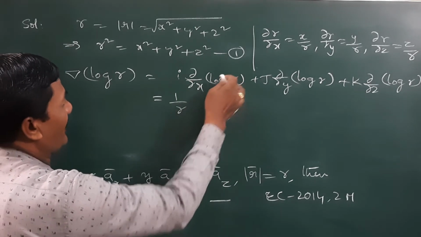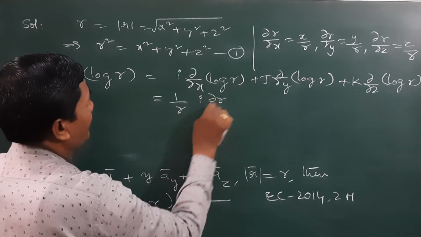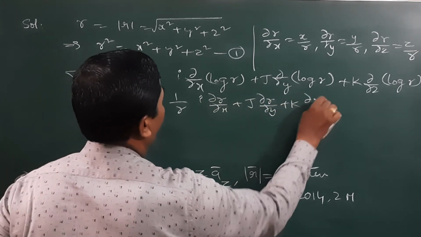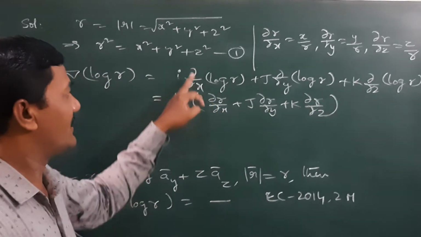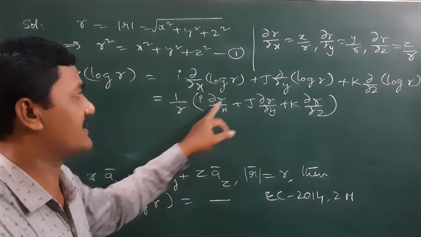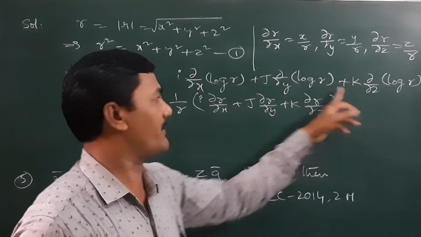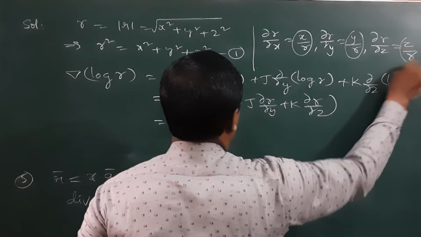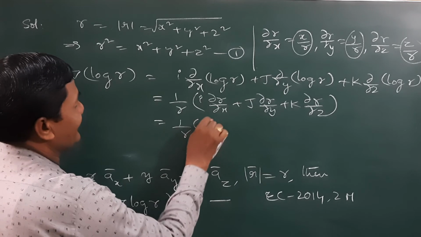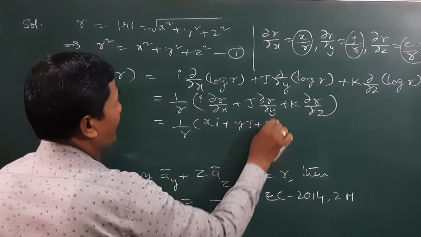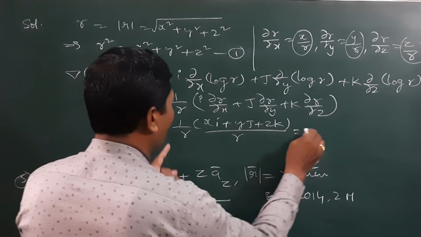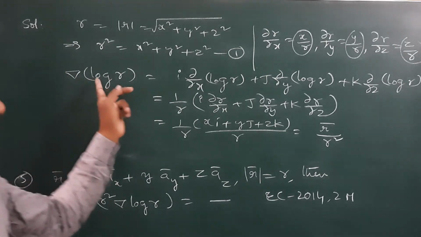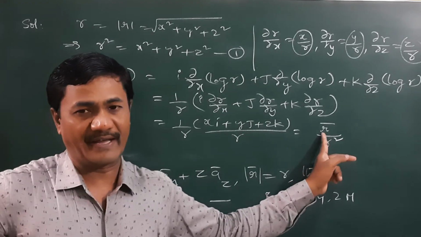So we have i dou r by dou x plus j dou r by dou y plus k dou r by dou z. Dou by dou x of log r is 1 by r dou r by dou x, and similarly for y and z, so 1 by r is common for all. Dou r by dou x means x by r, dou r by dou y means y by r, dou r by dou z means z by r. That is 1 by r into (xi plus yj plus zk) by r. The final value is r bar by r square. Therefore del of log r is nothing but r bar by r square.